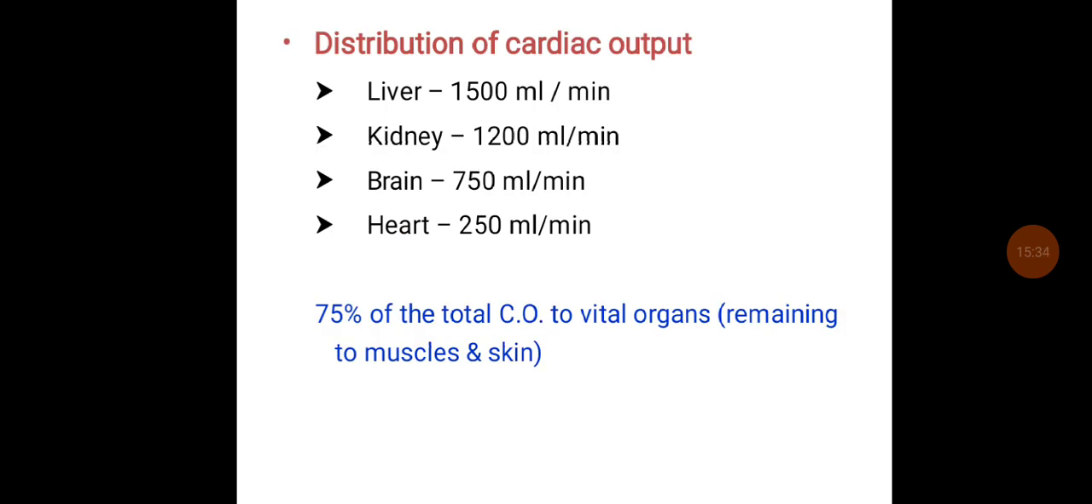So almost 5 liters of blood gets distributed to the different tissues. The liver receives almost around 1500 ml per minute. The kidney receives 1200 ml per minute. The brain receives 750 ml per minute, and the heart receives 250 ml of blood per minute. Okay, 70% of the total cardiac output goes to the vital organs, and the remainder goes to the muscles and skin.